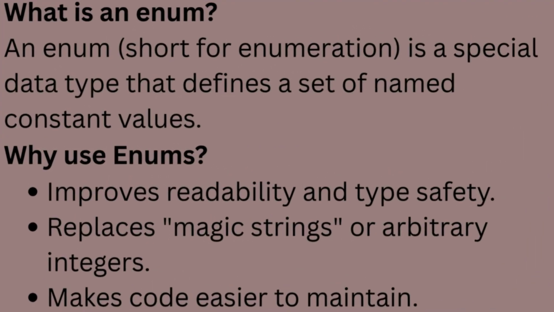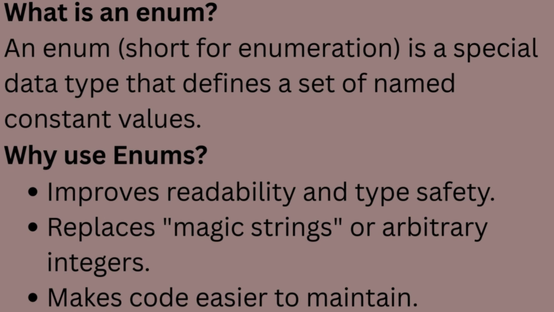An enum, short for enumeration, is a special data type used to define a fixed set of named constant values. Instead of using plain strings or numbers throughout your code, enums give you a clear, predefined set of options. Now, why should we use enums?